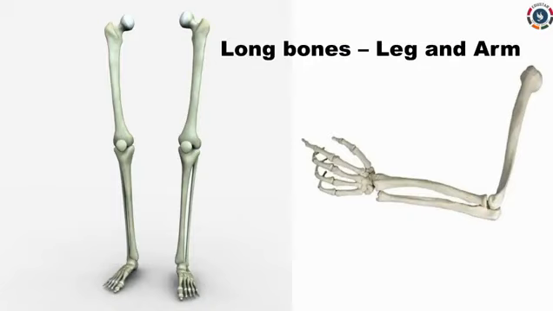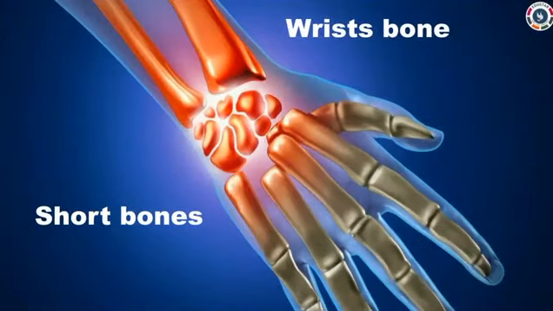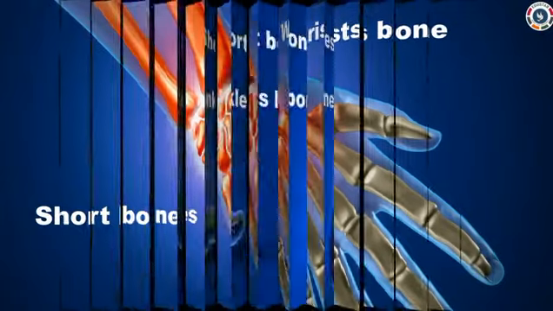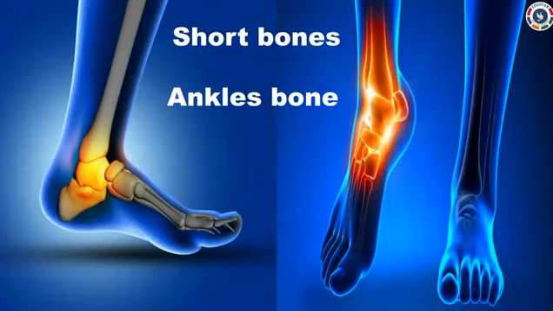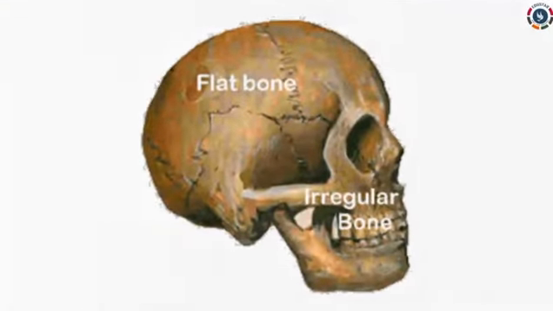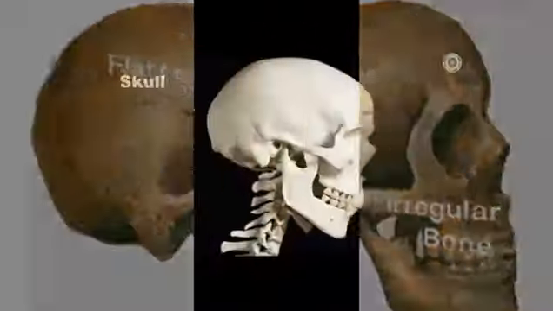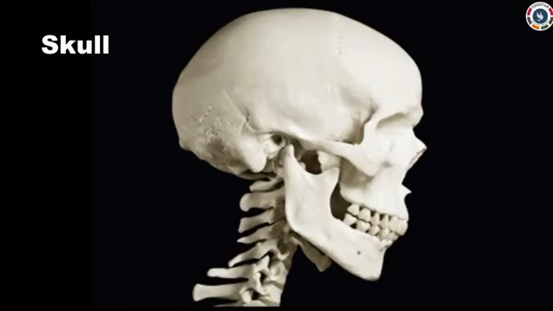Some of the bones in our body are long, such as the leg and arm. Some of the bones are short, like the wrist and ankle. There are flat bones like those in our skull. The ear bones are of an irregular shape. Students, are you clear about bones?